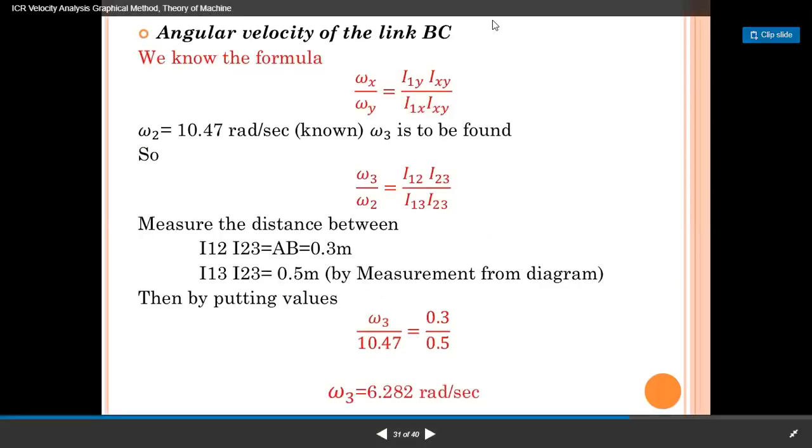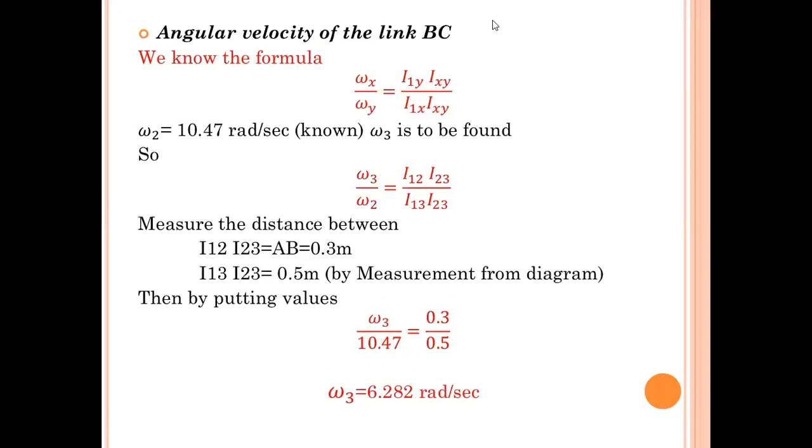So this is the example of the graphical method of velocity analysis. This is the instantaneous center method, and the next method we will study in our next lecture is the relative velocity method. This is an important part of the kinematics of machines, right? From this chapter, velocity and acceleration analysis, the weightage is 14 marks in the GTU exam.